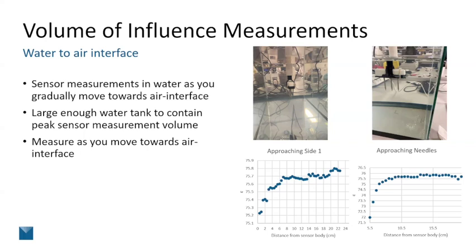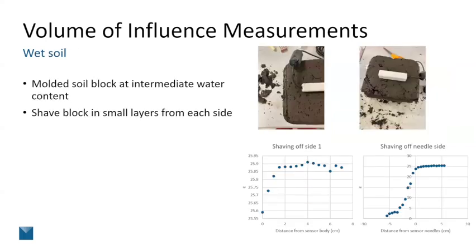And you can again see similar examples to the one before, and you can see our same measurement from side 1 and approaching the needles as we move towards the edge of the tank. Of course, this is the opposite. Now we're looking for a decrease in the dielectric permittivity response from the sensor. And then this is our last method that we're going to compare.